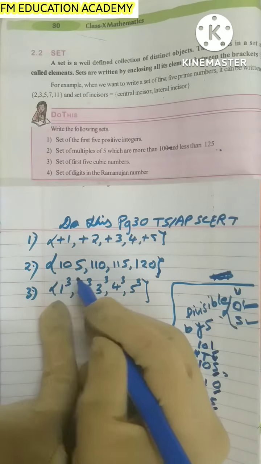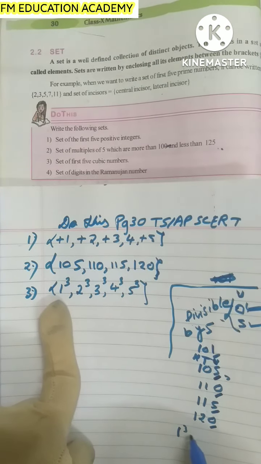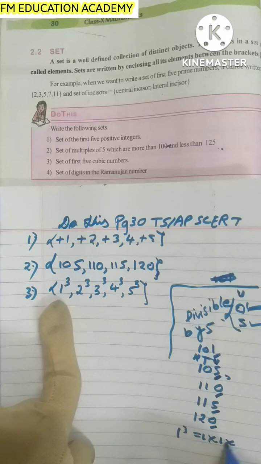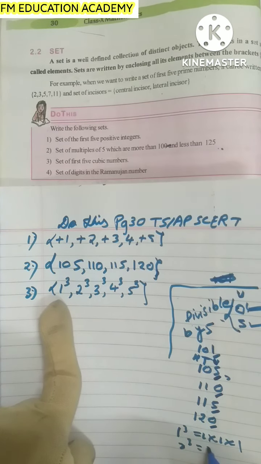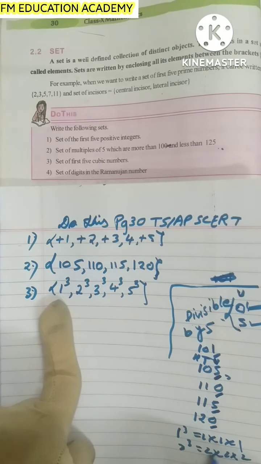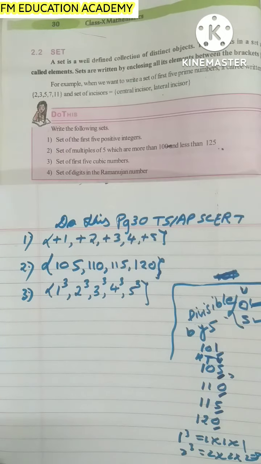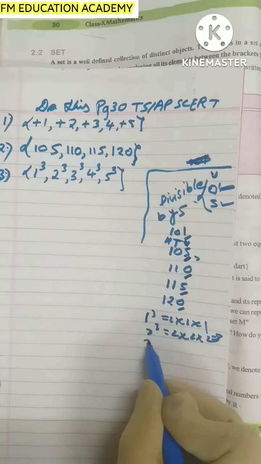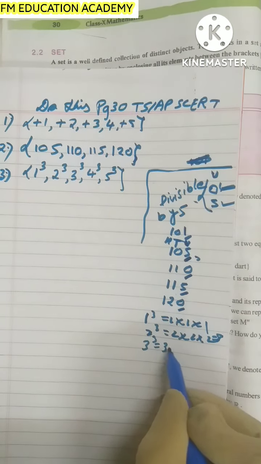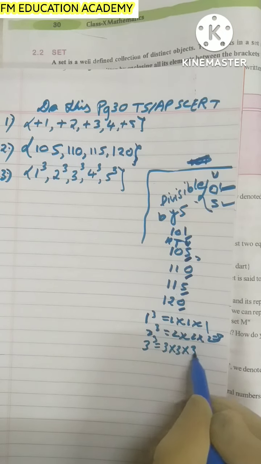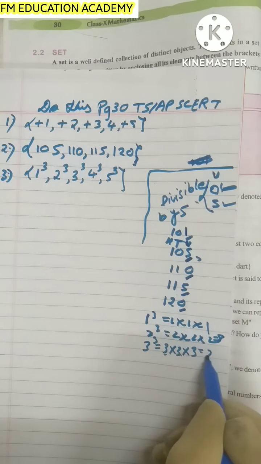Cube means we have to do it 3 times. For example, 1 cube is 1 into 1 into 1. 2 cube is 2 into 2 into 2. 2 2s are 4, 4 2s are 8. 2 cube is 8. Similarly, 3 cube. How can I write 3 cube? 3 into 3 into 3. 3 3s are 9, 9 3s are 27.